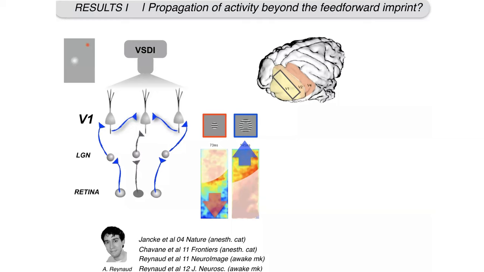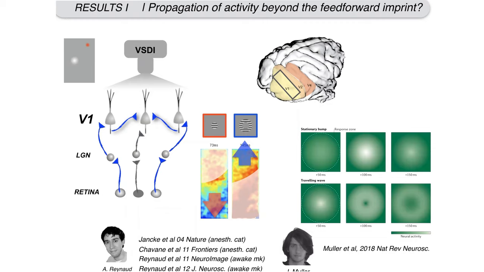What this does not say is whether this is actually due to a real propagation or just a stationary bump that just increased in size, right? It's not a proof that there is a real traveling wave there. And this is work that we've been doing with Lyle Muller and Alain Destexhe. What you see in this movie is the average activation for many, many trials. And what Lyle wanted to do is just look at single trials.